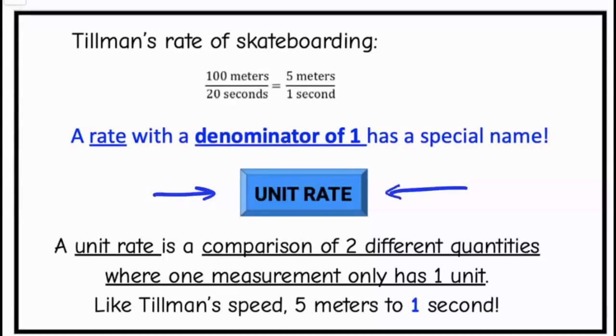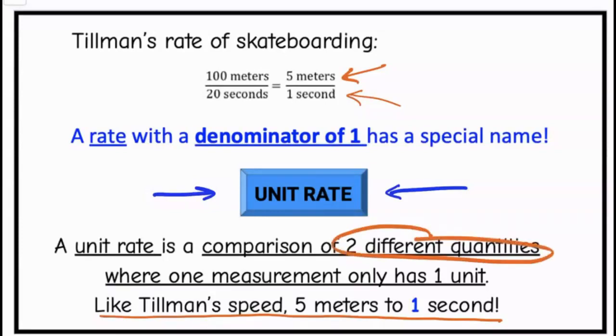So we take that 100 meters per 20 seconds and we simplify it. It simplifies down to 5 meters for 1 second. Down here it says Tillman's speed was 5 meters to 1 second. A unit rate is a comparison of two different quantities where one measurement only has one unit, the denominator.